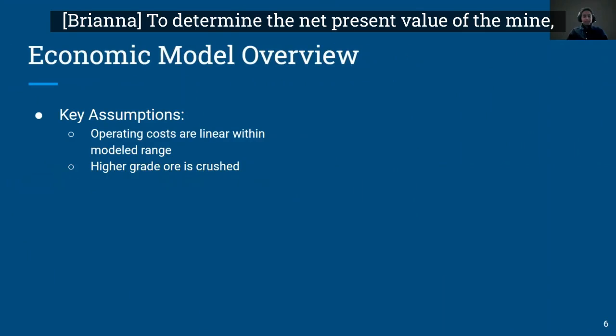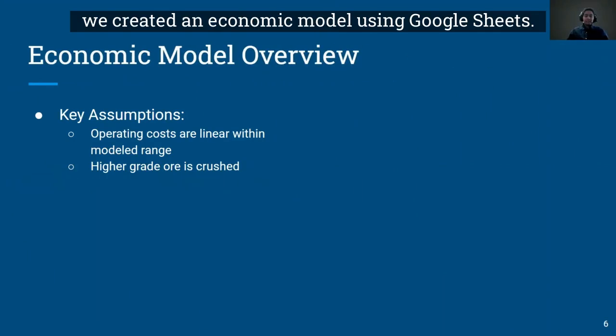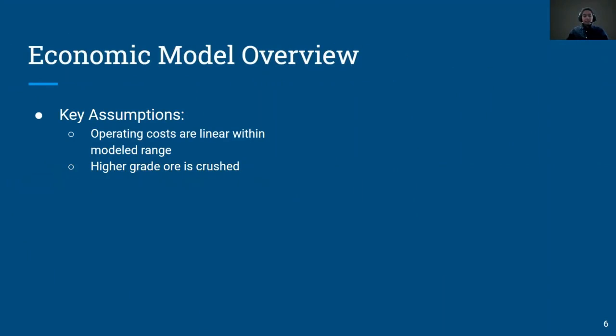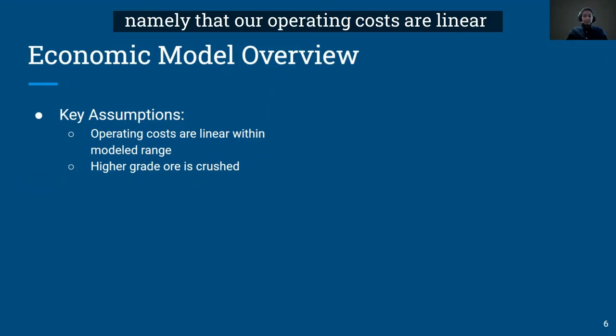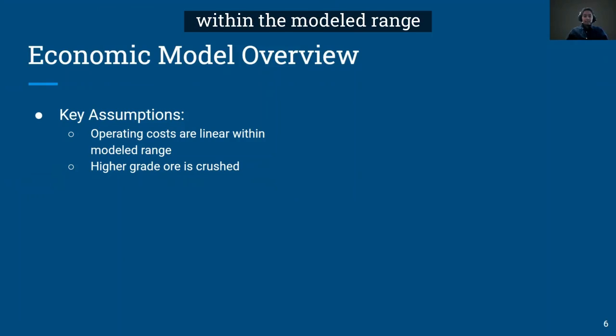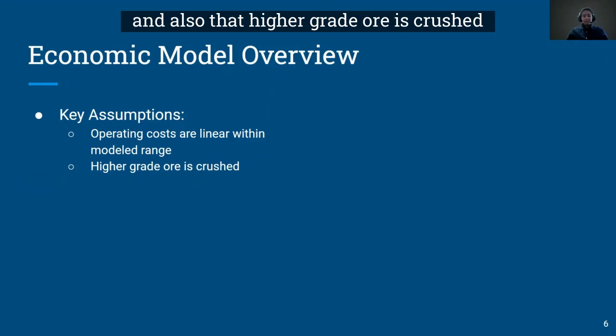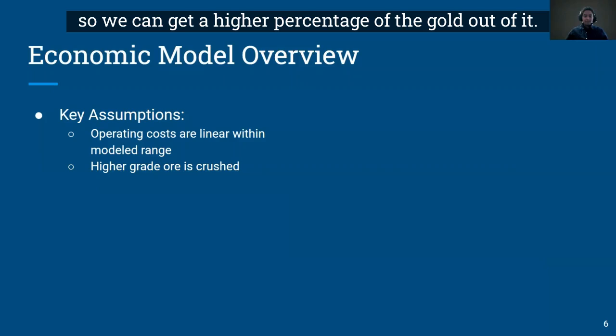To determine the net present value of the mine, we created an economic model using Google Sheets. And so we started with a couple of key assumptions, namely that our operating costs are linear within the modeled range, and also that higher grade ore is crushed before being sent to the heap leach so we can get a higher percentage of the gold out of it.